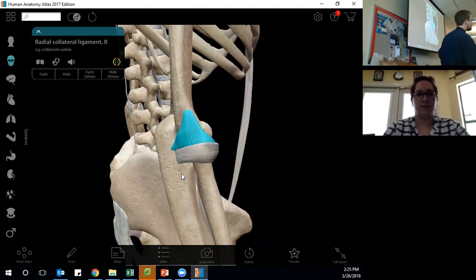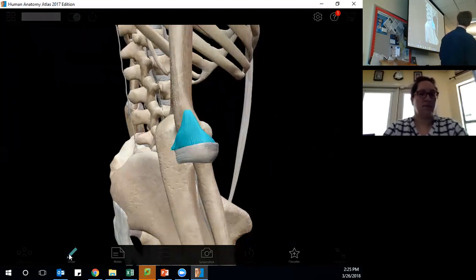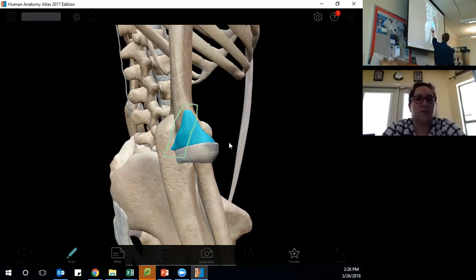So this is your RCL, except it cheats us a little bit because the posterior third of the RCL actually inserts into the ulna. And it's called the LUCL, lateral ulnar collateral ligament. Sorry, what does this stand for again? Lateral UCL, ulnar collateral ligament. So humero-ulnar joint is stabilized medially by the UCL.